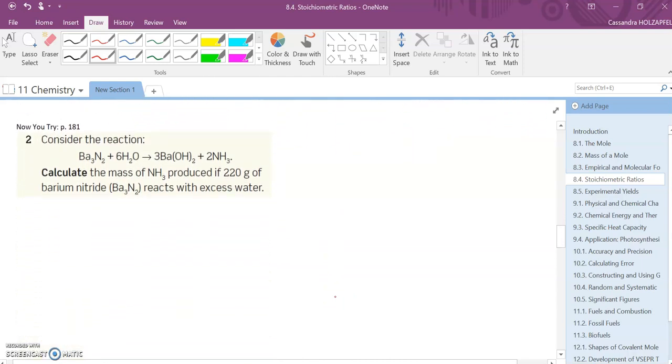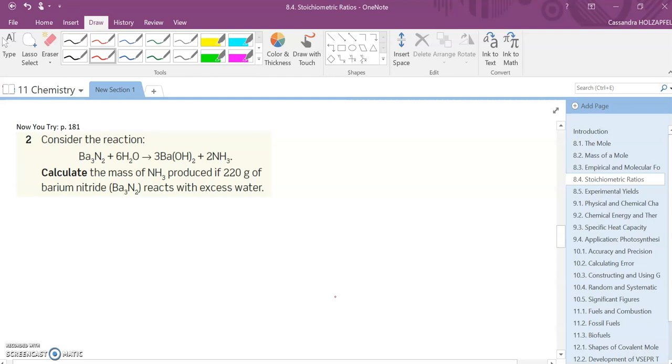So consider the reaction between barium nitride and water to produce barium hydroxide and ammonia. Ammonia is the NH3 version. Ammonium is when it's NH4+. Okay. All right, so calculate the mass of NH3 produced if 220 grams of barium nitride reacts with excess water.